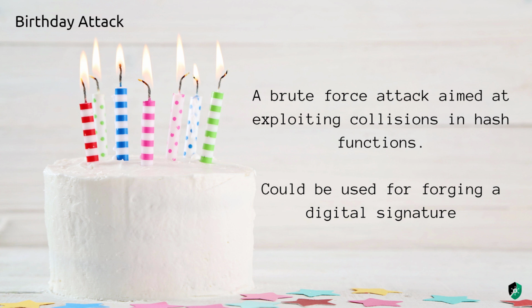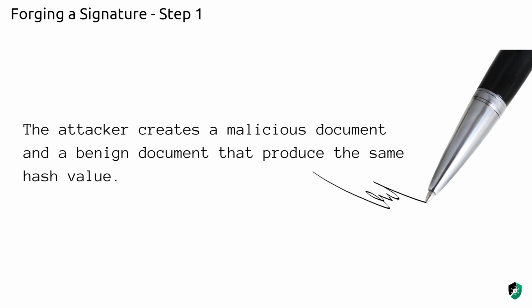Now, how will this actually occur? In stage one, the attacker will create two different documents. One will be malicious, while one will be benign. It will just be an ordinary document. But the key here is that both of these documents should produce the exact same hash value.